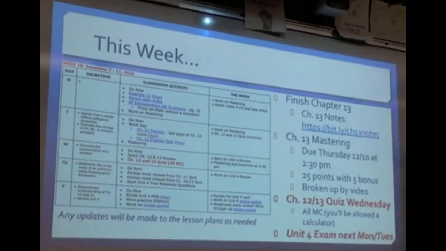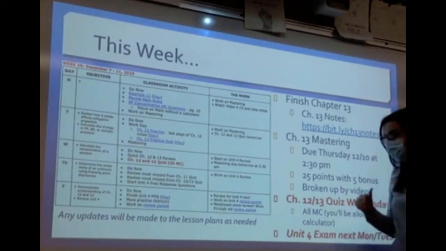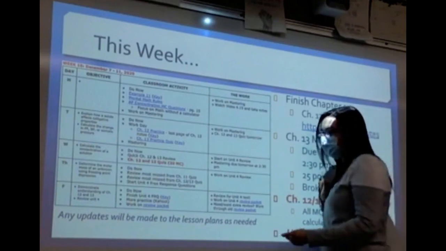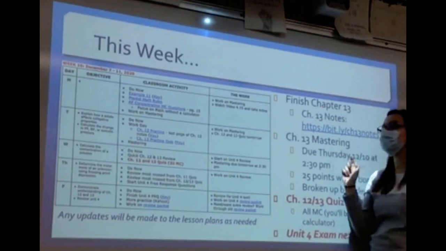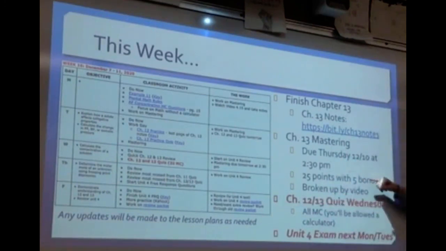Mastering is due Thursday. So Thursday at 2:30, I have all of the practice, so all the recordings from last week, which we went over number 23 together, and then I did a separate video on number 27. Everything's posted on the practice YouTube playlist, which is linked under the Unit 4 materials on Google Classroom. I switched one of them, I think it's 27, to bonus. So mastering is now 25 points with 5 points of bonus. And everything is broken up by video. Everything is still the same for mastering.